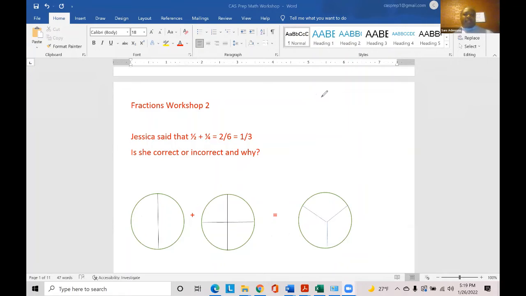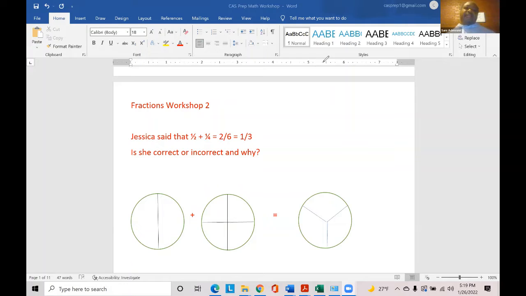So let me just read that over again now that you can see it. So basically, we switched over and we want to take a look at this concept of adding fractions, right? And in this particular problem, Jessica said that 1/2 + 1/4 is equal to 2/6. And then she reduced it to 1/3. And the question is, is she correct or incorrect? And why? So we want to justify this.